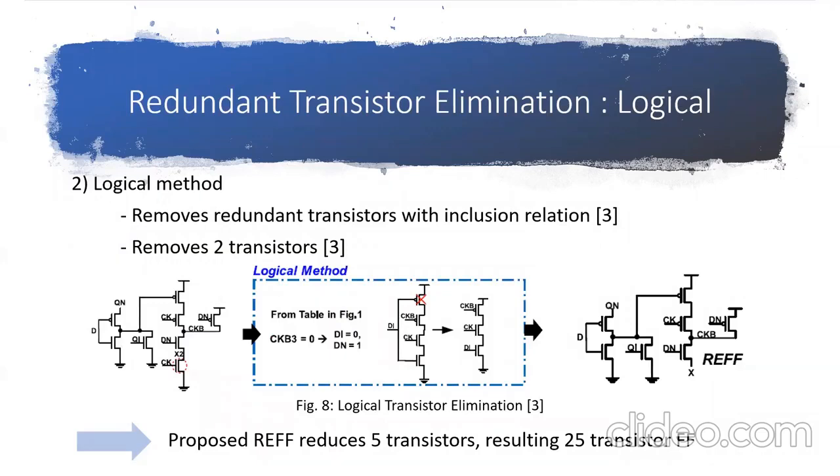Second method is logical method. It removes redundant transistors with inclusion relation as shown in the figure 8. With this method, 2 transistors are removed. After these 2 methods, 5 transistors are removed, giving us the REFF, which is a 25 transistor flip-flop.